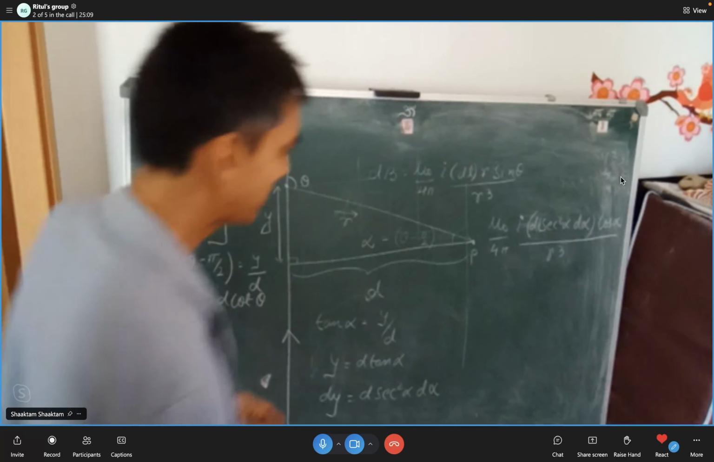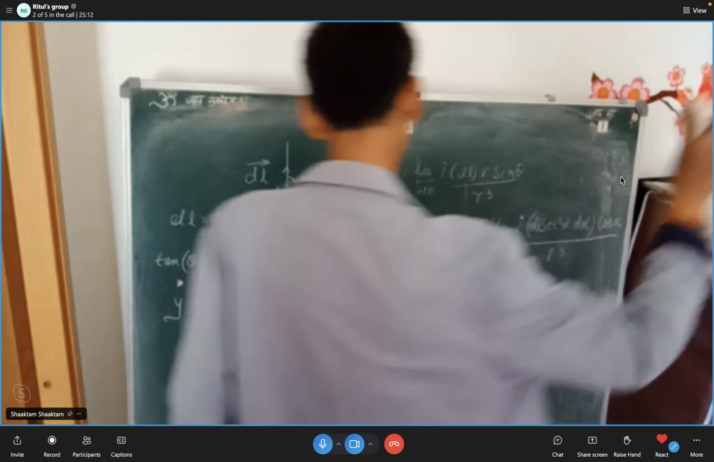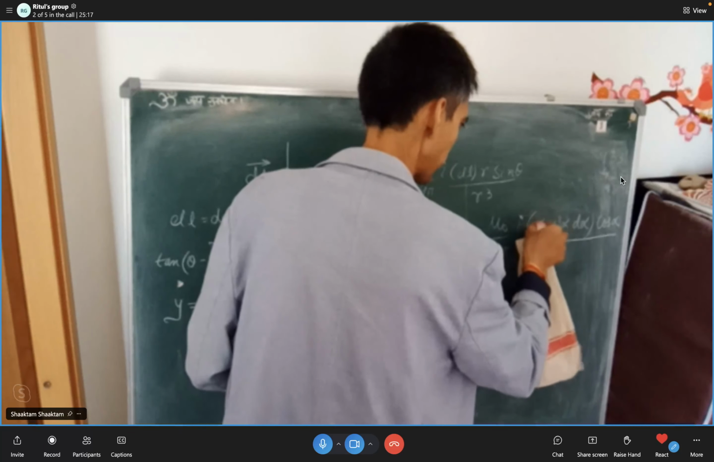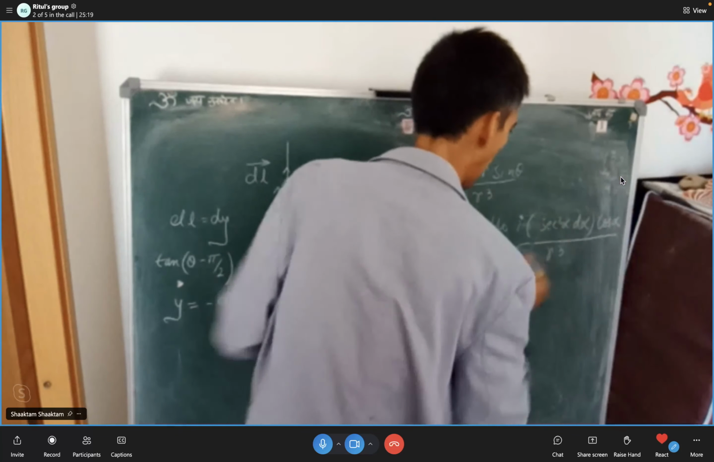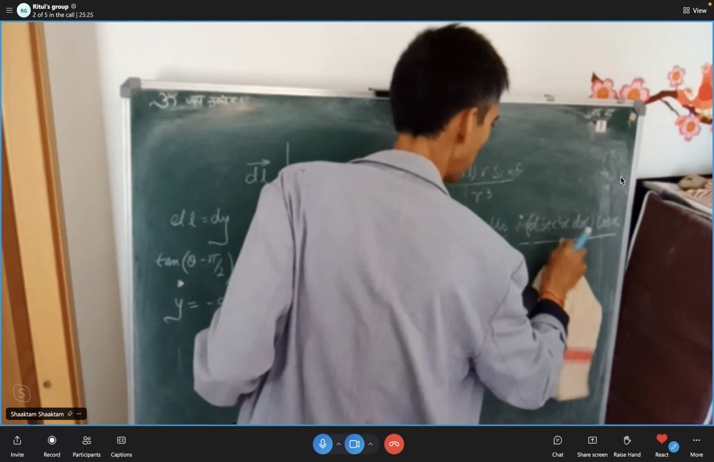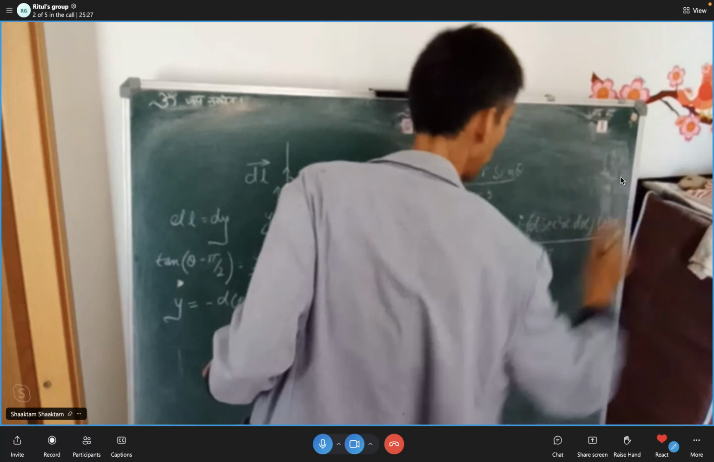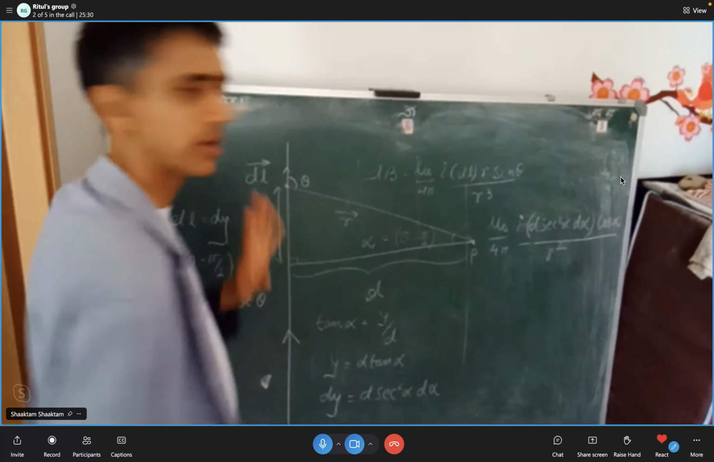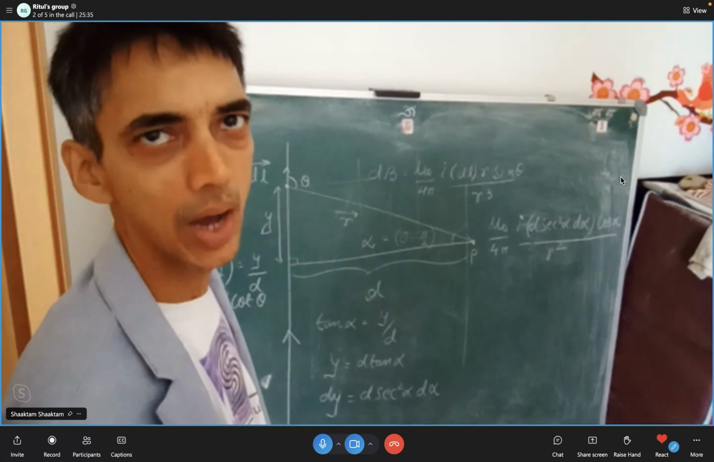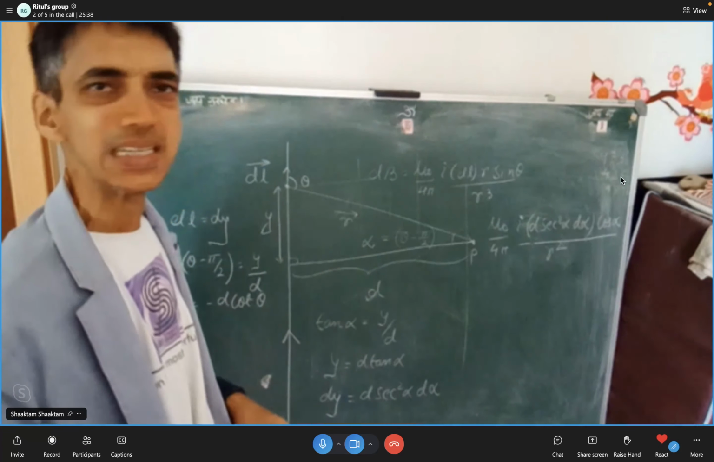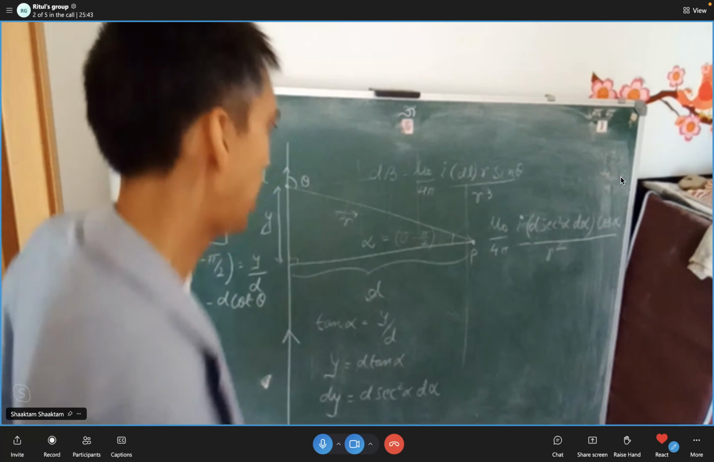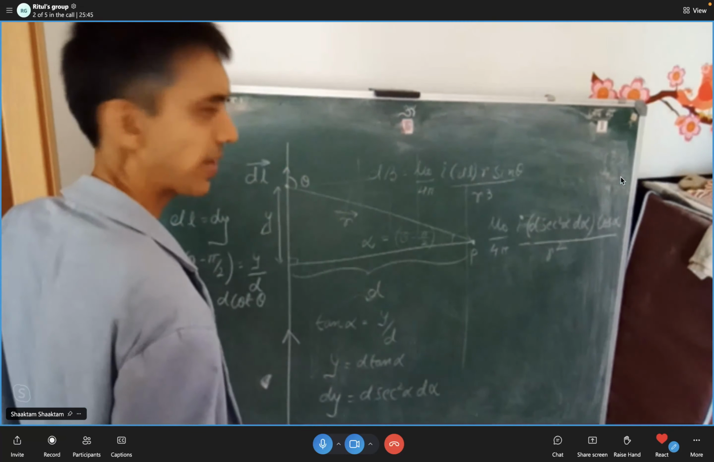Here we have replaced by d sec square alpha. This should be d. Okay, now suggest me r cube or r square as we have. What will we replace for r squared here as per the figure? R is variable. I need to replace it. We need a replacement for r or r square. R can be d sec alpha, right? Yes, sir. Well, d sec alpha will also work. That's easy. d sec alpha, right? Yes, sir.